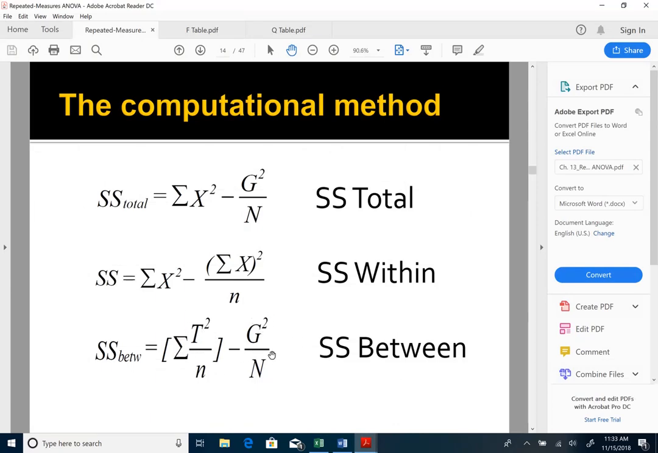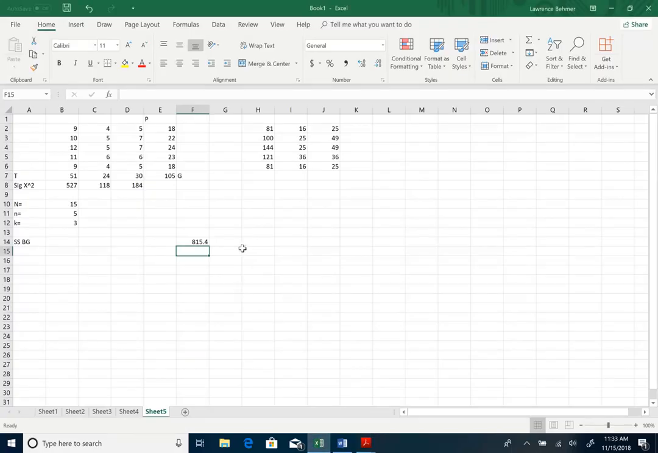And so I've done this part. Now I need to do this part, and then I can subtract these two values. So now I need to do g squared divided by big N. I'll just do it right next to it. So I'll go 105 squared divided by big N, which is 15. Now if I subtract these two values, 815.4 minus 735, that's going to give me my sum of squares for between groups.